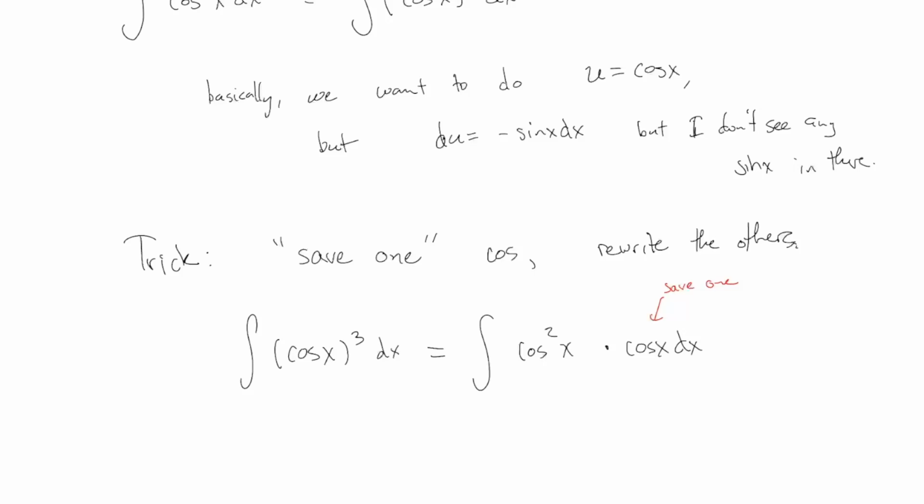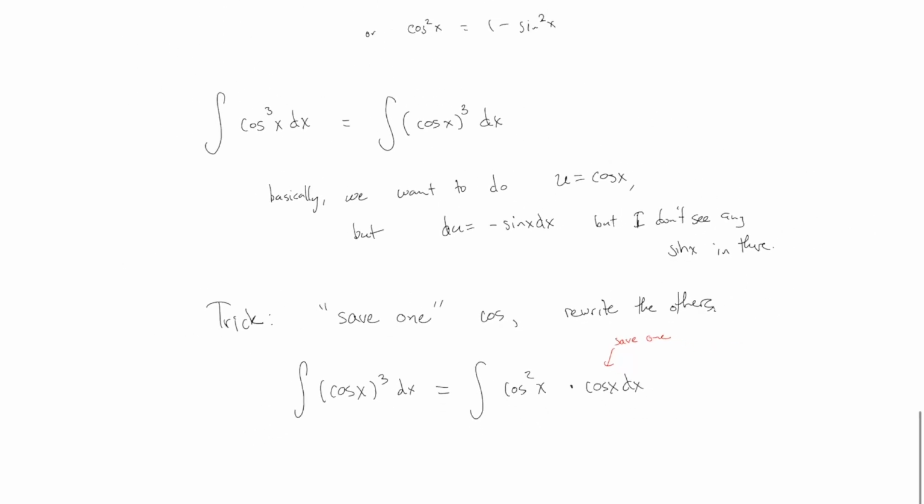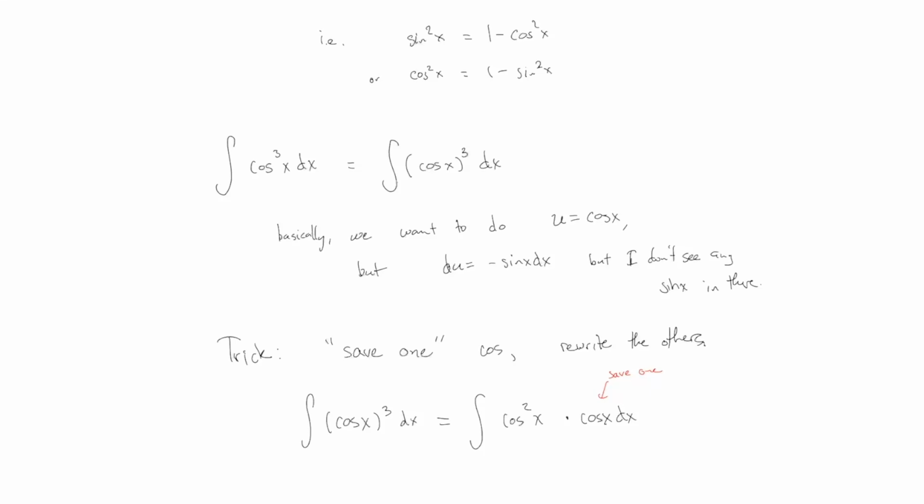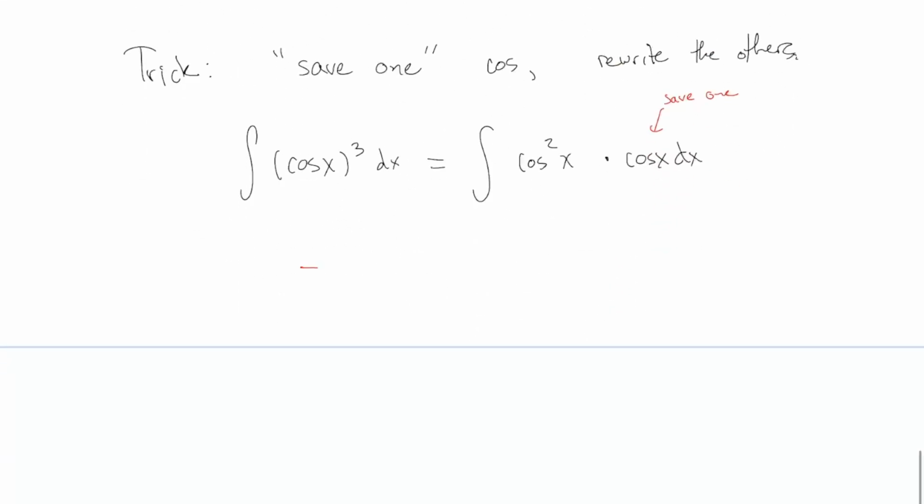You save one of them, and then what do I do with the other ones? I rewrite them like up there. Cosine squared is 1 minus sine squared. The effect of this is I get a mixture of sines and cosines, which, like I said, is actually better for the purposes of doing a u substitution. So I go here, and write the cosine squared as 1 minus sine squared.